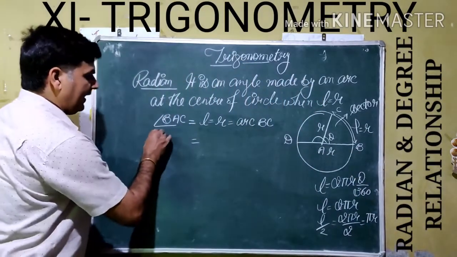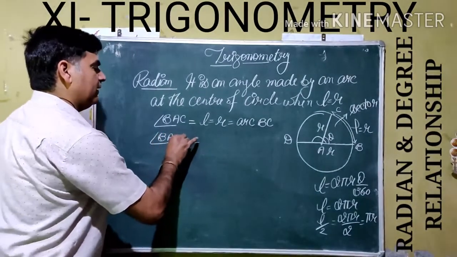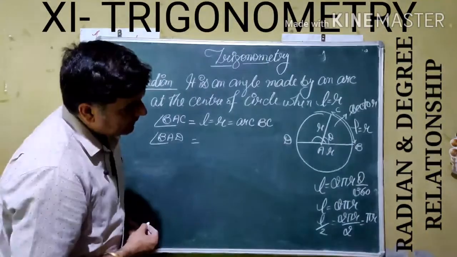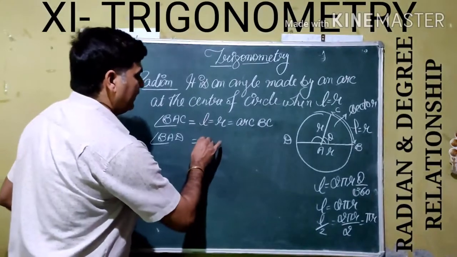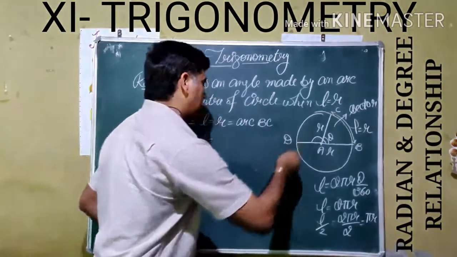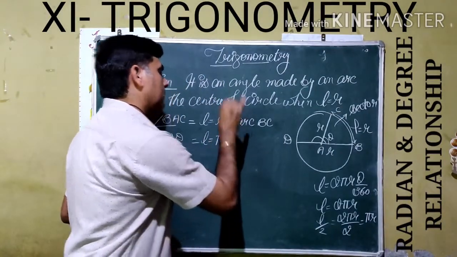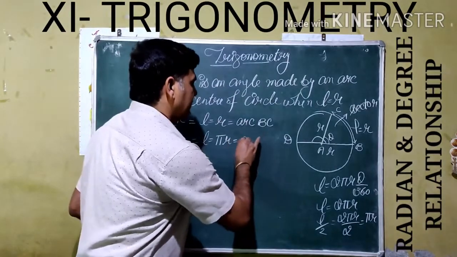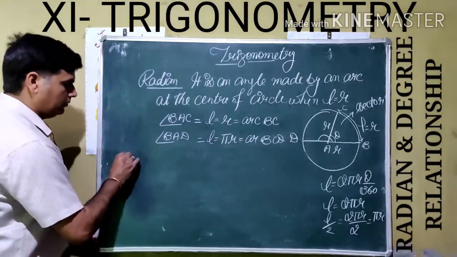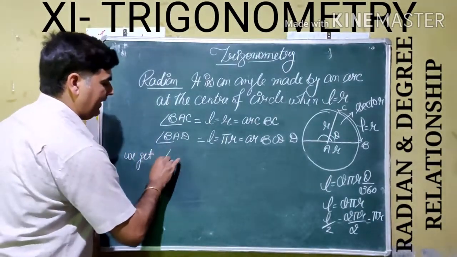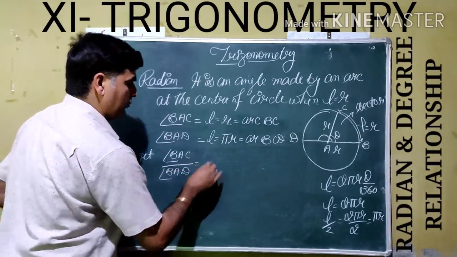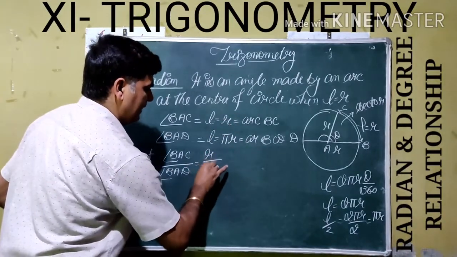So angle BAD from the figure, this is a straight line. So the angle becomes 2 multiplied by a right angle. Here the length of arc is half of the perimeter of the circle, which we can say is arc BCD. If we divide them, we get angle BAC divided by angle BAD is equal to R by pi R.